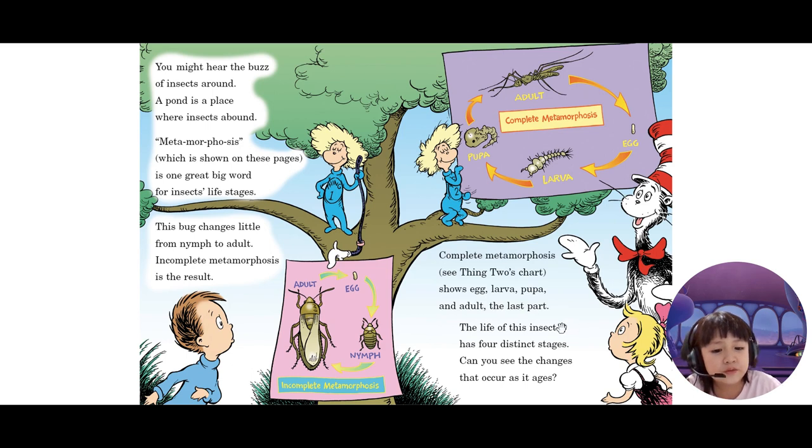So, egg, larva, pupa, and the adult is the part. The life of this insect has four distinct stages. Can you see the changes as the insect ages? It starts with an adult, goes to the egg, that tiny egg. Then larva. The larva looks like this, a bit squiggly like a caterpillar. This is the pupa. Then the adult.